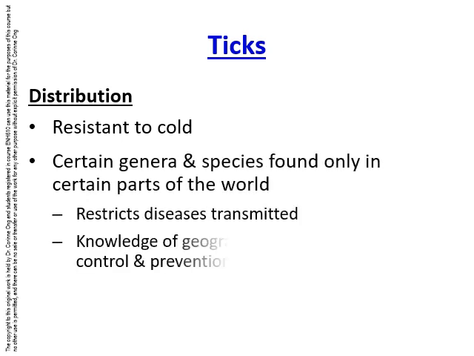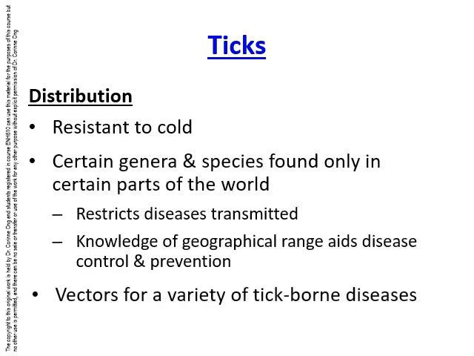Because ticks are resistant to cold, they can be found in both tropical and temperate parts of the world, as well as higher altitudes in mountainous regions. However, only certain types of ticks are found in certain regions, so that restricts the types of diseases they transmit, and knowledge of their geographical range helps to control and prevent their disease transmission, as they are vectors for a large number of tick-borne diseases.